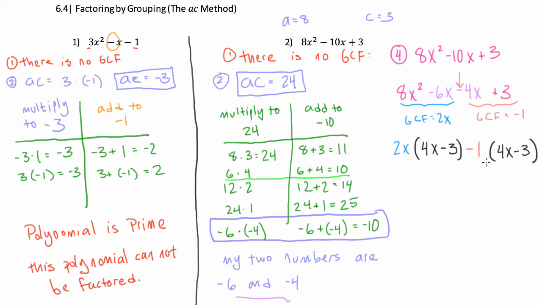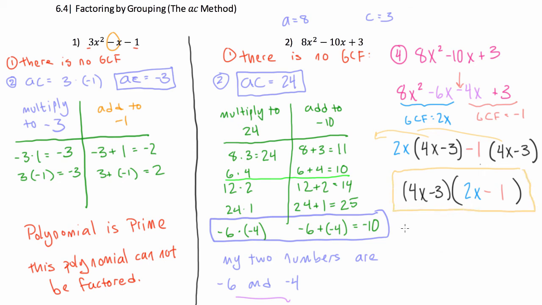And when you're doing something like this, definitely pause, double check. Negative 1 times 4x, that is minus 4x. Minus 1 times minus 3, that is plus 3. So it does work. And now I can take this by grouping. I can take these binomial factors and bring them out front. So that 4x minus 3 comes out, and what's left then is my 2x and a minus 1, and that is my fully factored solution.